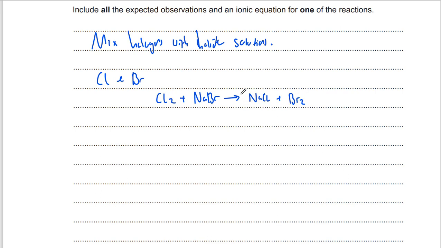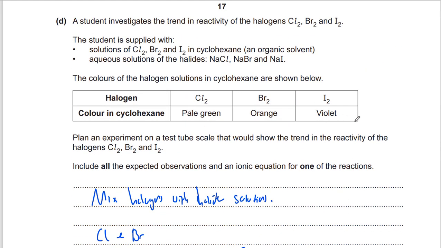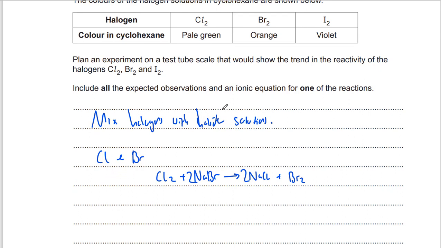Nice and straightforward, yeah? And just put some balancing numbers there to make it fit. Now that's not an ionic equation, but that's what will happen. All you have to do now is think of what happens to the colour. So it tells you what the colours are in cyclohexane. So in the beginning, Cl2 is pale green, and the bromine I produce is orange. So when I add these together, I'm going to go from pale green to orange. There you go. First one done.